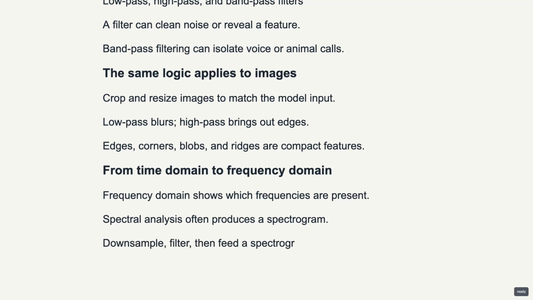A practical edge pipeline may never send raw samples straight to inference. It can first downsample, filter, and build a spectrogram-like representation, then let a small model decide whether the pattern is worth an alert.